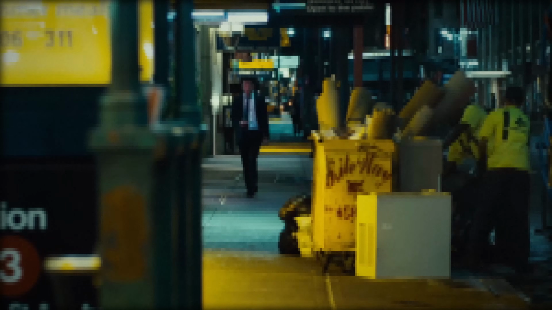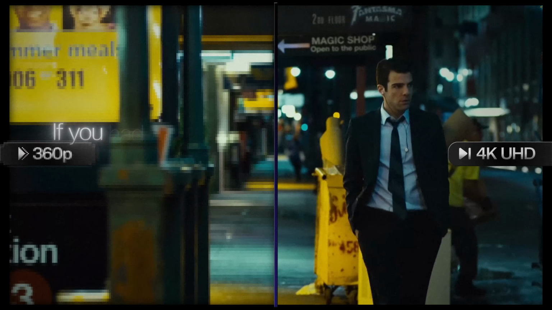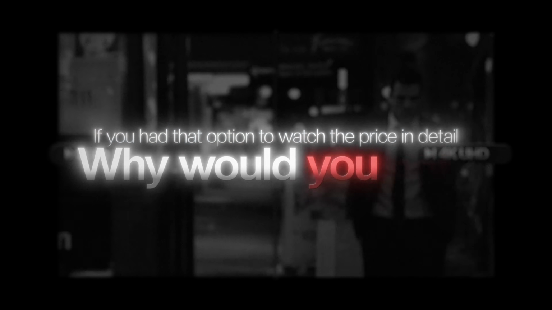Controversial to some, confusing to others. It might go against your current beliefs, but let me ask you, if you had the option to watch a movie, would you watch that movie really zoomed out, in 360p quality, or would you zoom in and look at it in 4K Ultra HD? If you had the option to look at price in that detail, why would you not?